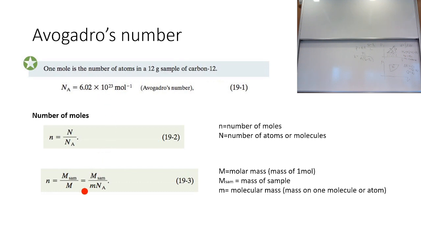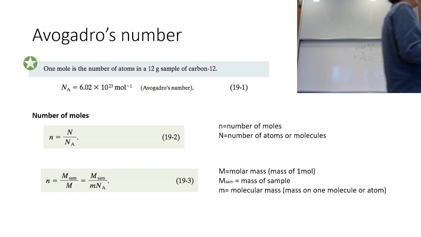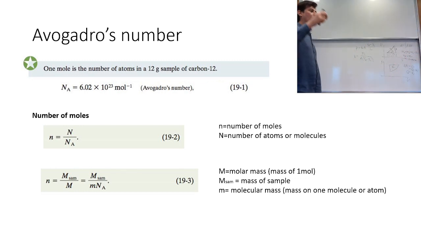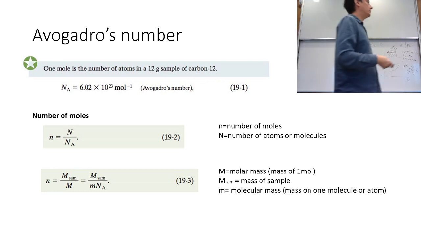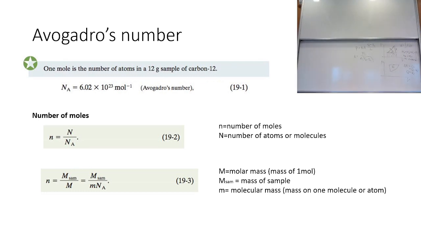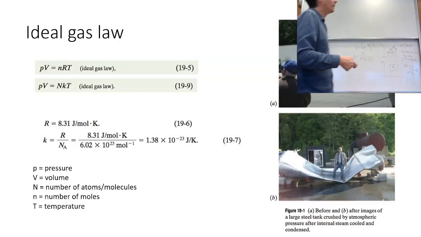So if we have some amount of mass, then we can work out how many moles this is by simply dividing by the molar mass. And we can also convert this to the actual molecular mass, i.e. the actual mass of 1 molecule of this substance.